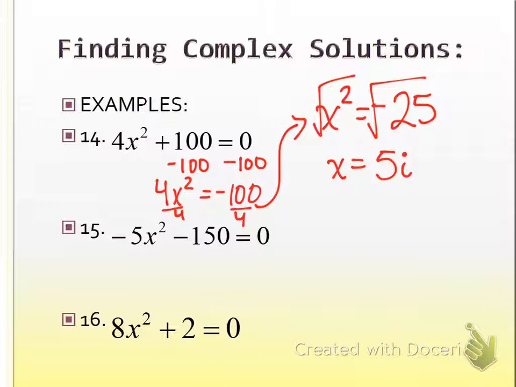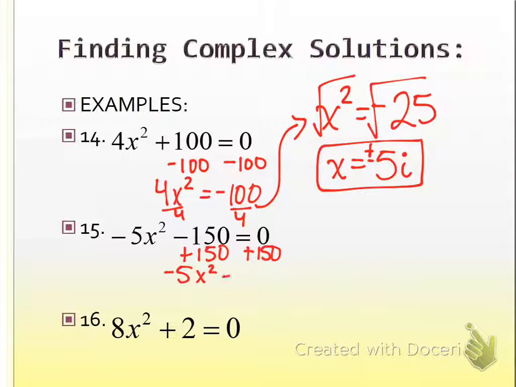5i. So remember, all we had to do was simplify the square root of negative 25 like we were doing on Friday. Where did we get the i from? The fact that we had a negative under our radical. We did this last week. Getting x by itself on 15. What's my first step? Add 150. Negative 5x squared equals 150.